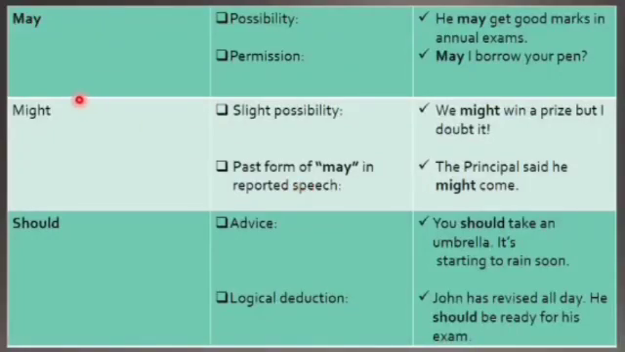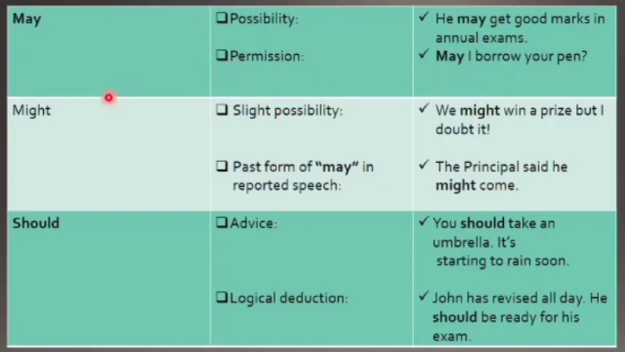The next modal verb is may, which is used for possibility and permission. Let's look at an example. He may get good marks in annual exams. So here the modal verb may is used to show the possibility. Clear? The second example is, may I borrow your pen? So may is used to show permission.